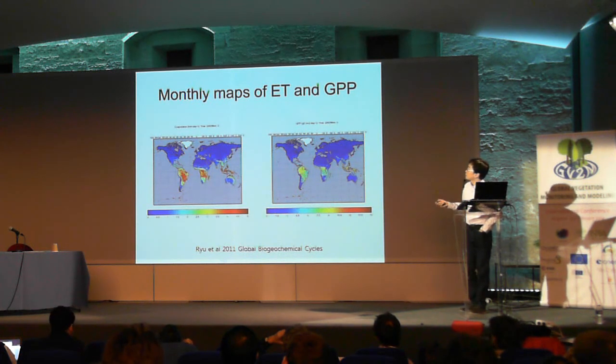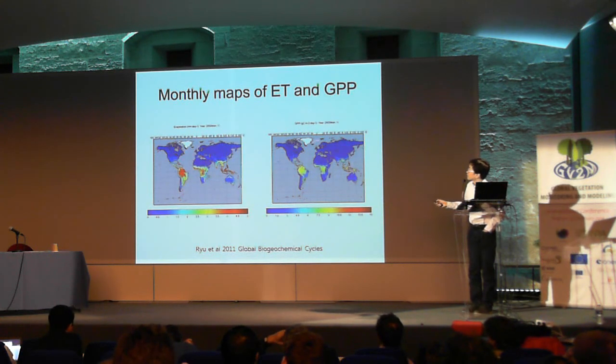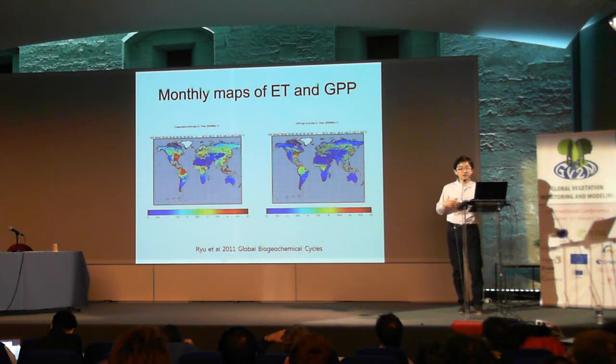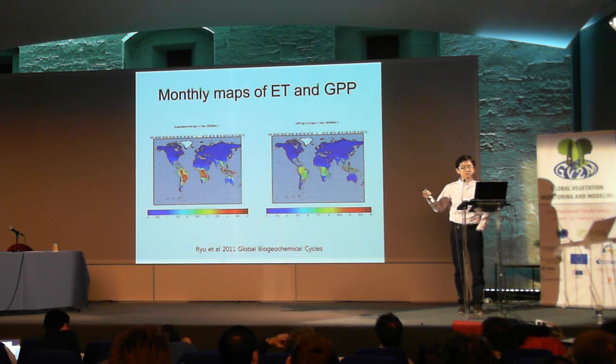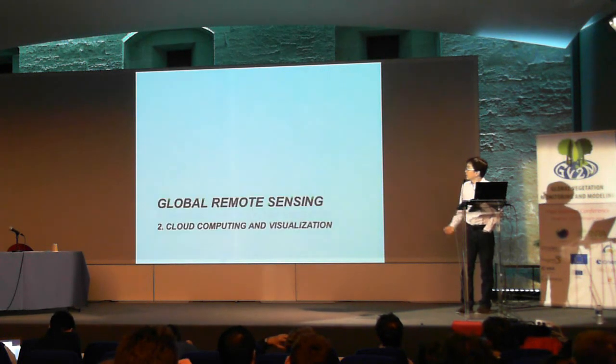And this is one example of the monthly map of GPP and ET. It is another kind of MODIS product. Here's evaporation and here's GPP. But at the time it was just from 2001 through 2003. Now I'm expanding from 2000 until now, so almost 13 years.